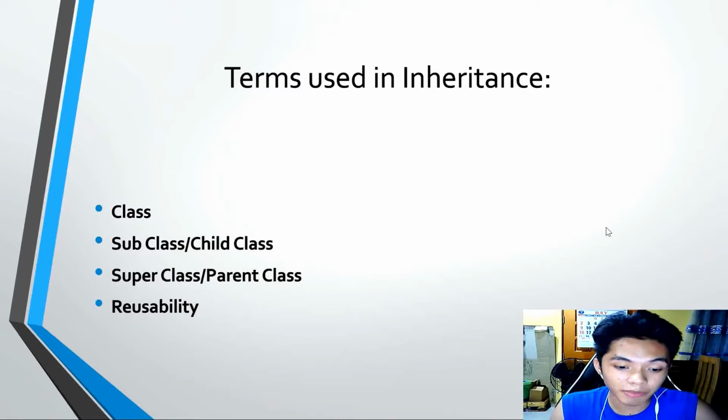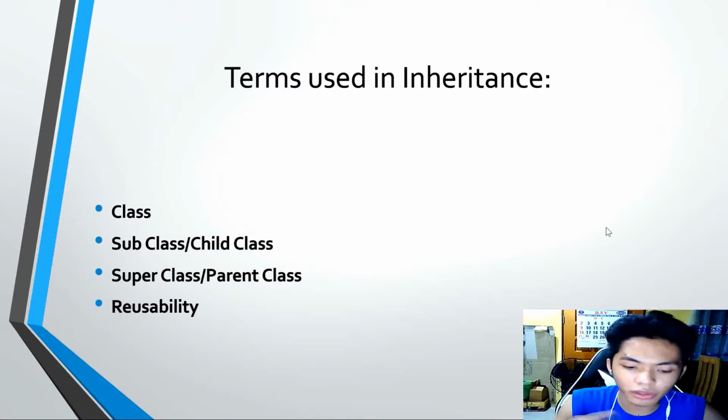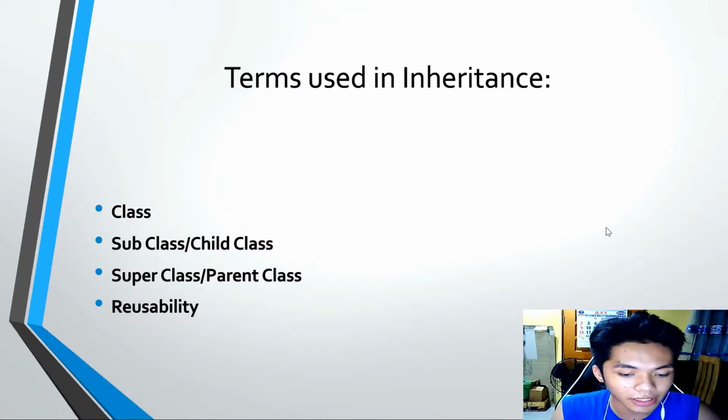Next one is subclass and child class. A subclass is a class which inherits from another class. It is also called a derived class, extended class, or child class. Next one is superclass and parent class. A superclass is the class from which a subclass inherits the features. It is also called a base class or a parent class. So that's a tip, guys.